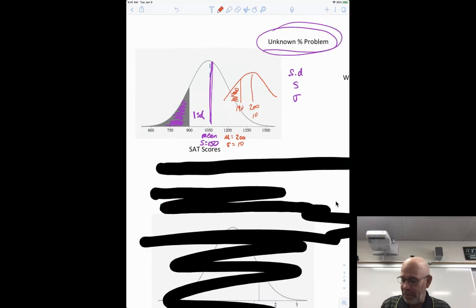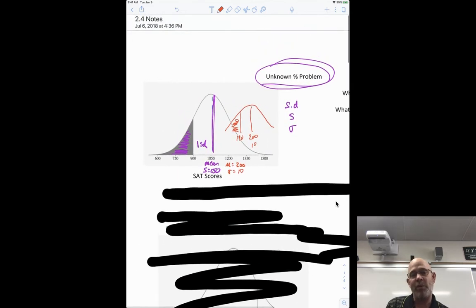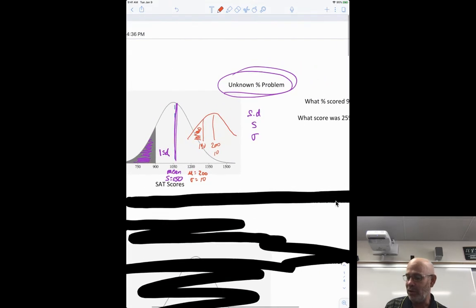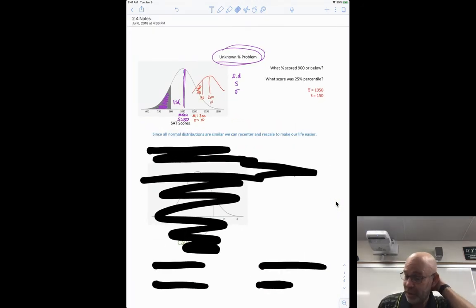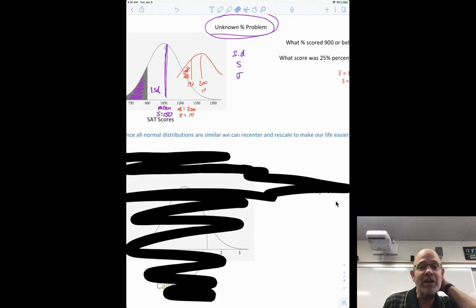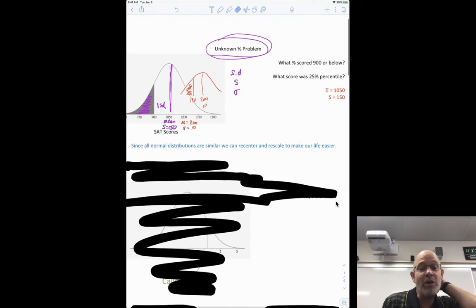So here's what we do. So what's really important is how many standard deviations away from the mean a number is. That becomes the important idea. Okay, so I know that's a little small, sorry. So the idea there is, since all normal distributions are similar, we can do what's called recentering and rescaling to make our life a little bit easier.